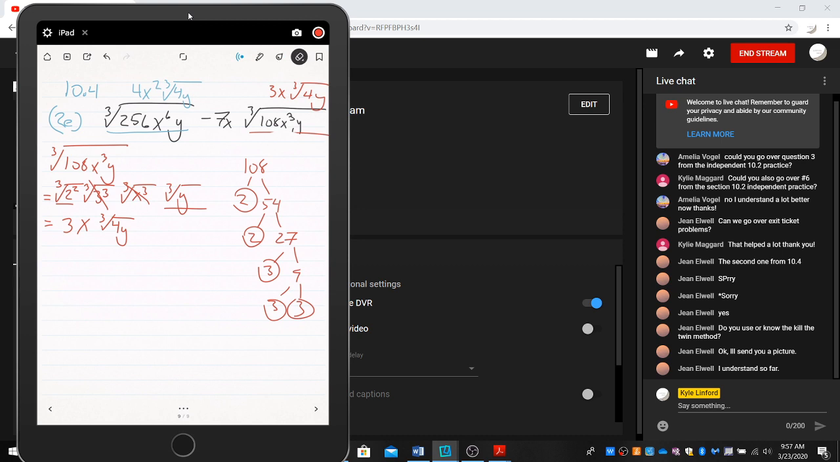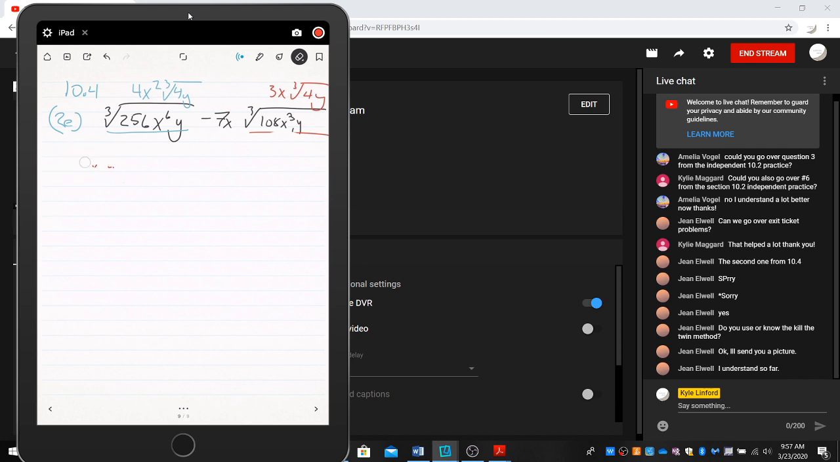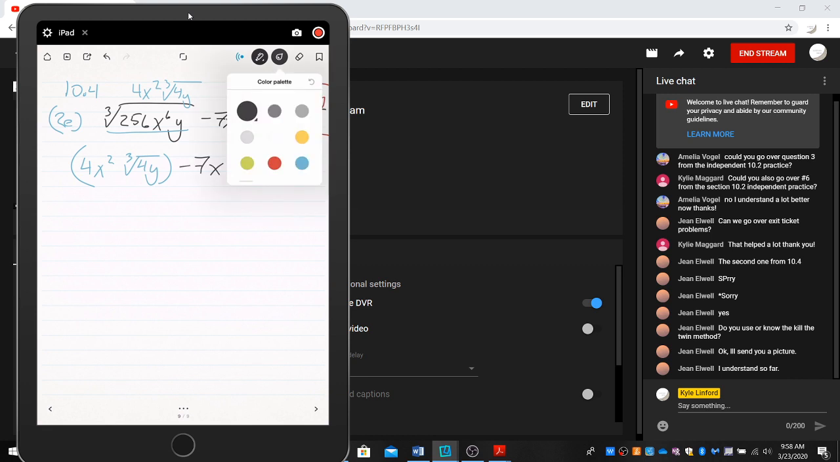So let me go ahead and clear some space, and we can substitute in these simplified expressions, and let's see how they combine. All right, I'm going to go back to black here. So the first thing, actually, I did that in blue. The first thing was 4x squared, and then the cube root of 4y. That was the first radical. And then we said, let's subtract 7x times this whole radical. Well, we simplified that down to be 3x and the cube root of 4y.